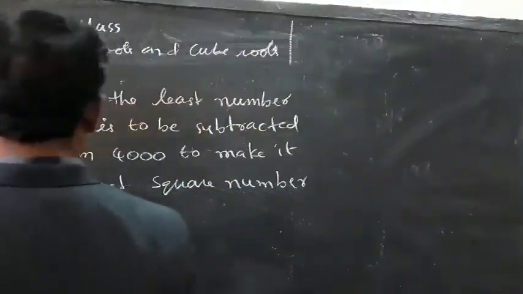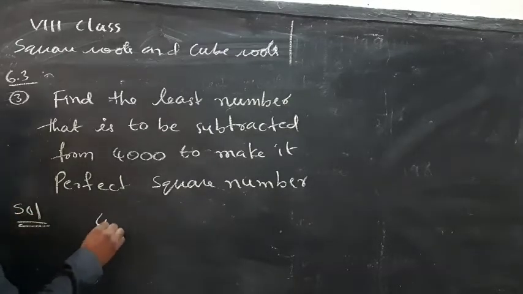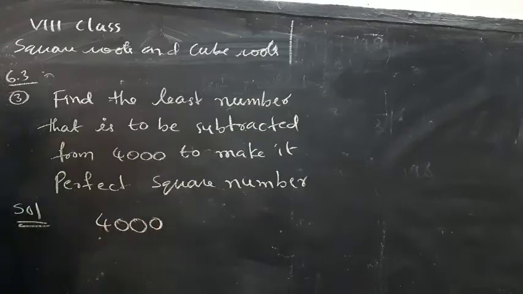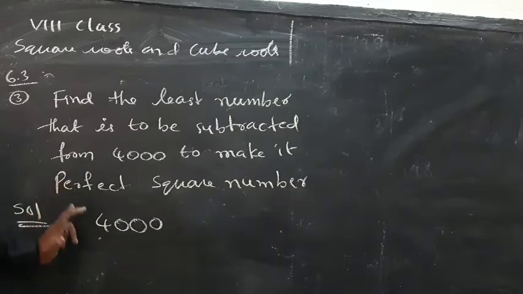Find the least number that is to be subtracted from 4000 to make it a perfect square number. Solution. What is the number given here? 4000. It means 4000 is not a perfect square number. You have to find the number which is subtracted from 4000 to get a perfect square number. See here.